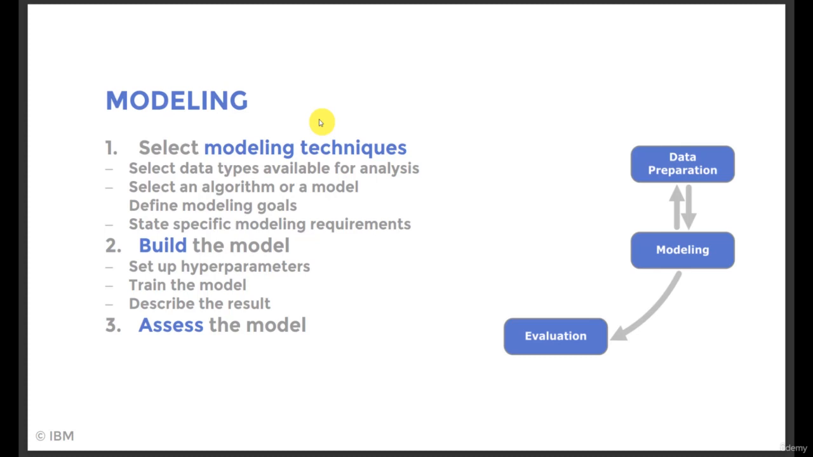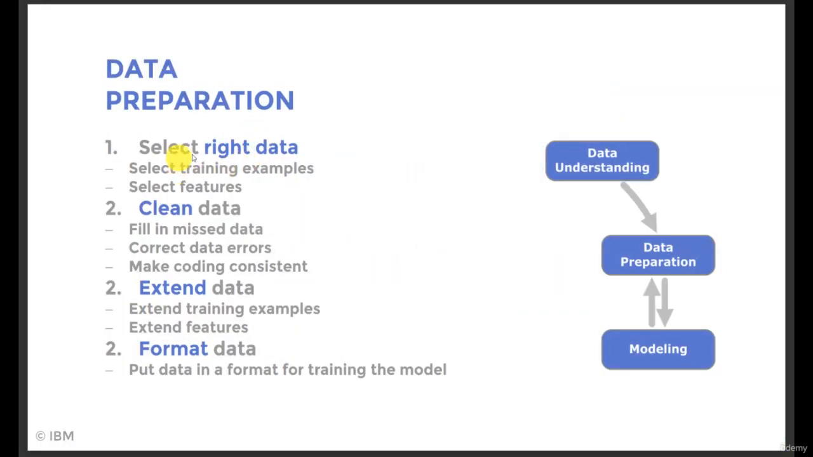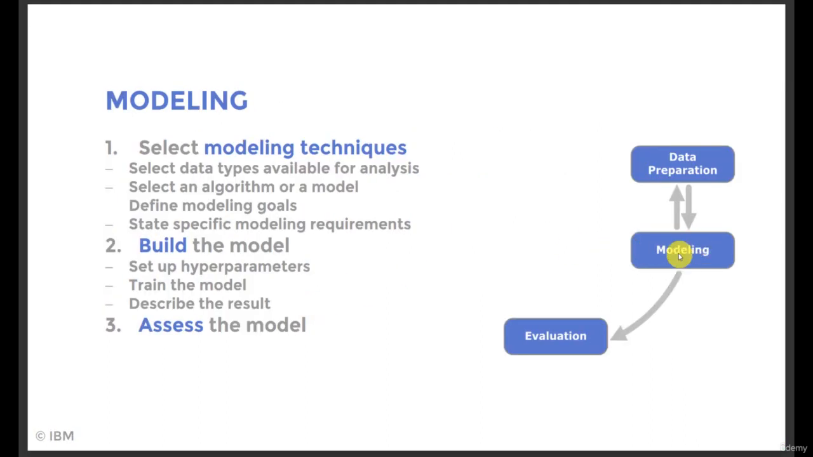Now the next step in our data science methodology is modeling. Modeling here means selecting an algorithm or model from the data that we have prepared in order to solve the business problem. So they are all connected. First of all, find the business problem, prepare the data that can be used to solve the problem, and use that prepared data now for modeling. See here, we prepared the data in the previous step by selecting the right amount of data, cleaning the data, extending the data if required, and putting it into the format that can be used for modeling.